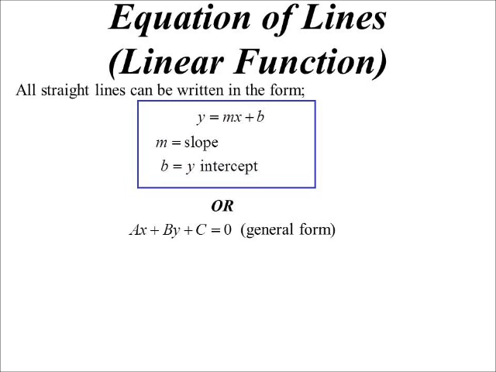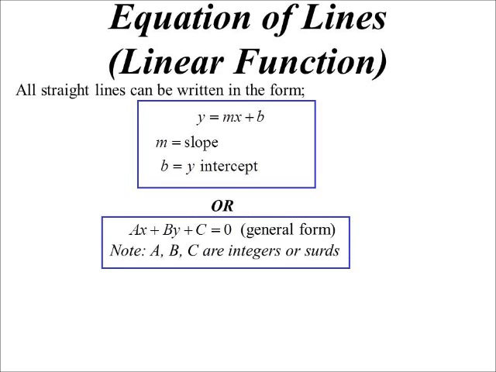Now, the key is A, B and C, we make integers or surds. I mean, sometimes it's impossible to make it an integer, because if the coefficient of one of those is the square root of 3, well, that's an irrational number. How are you going to make that an integer? You can't. I guess basically we're saying is we tend to not have fractions when we write it that way.